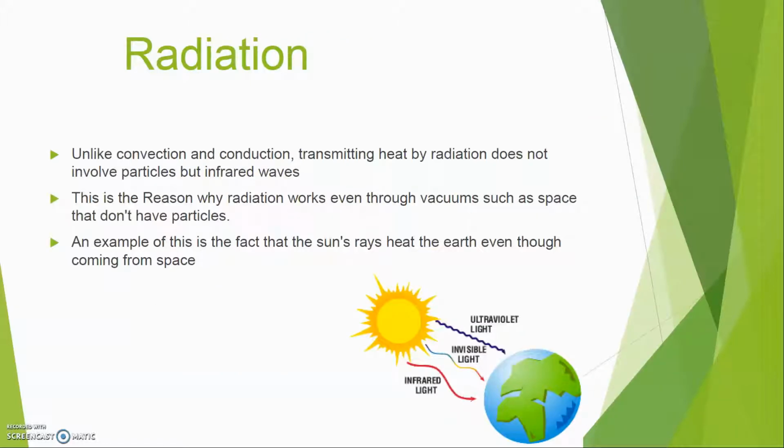Radiation. Unlike convection and conduction, transmitting heat by radiation does not involve particles but infrared waves. This is why radiation works even through vacuums such as space that don't have particles. Convection and conduction both involve particles, but radiation is way more advanced. It does not need particles at all. It can travel through any solids, gases, or liquids, because it's like the heat from the sun. It can easily travel through the vacuum of space, which has no particles. Conduction and convection won't happen there.